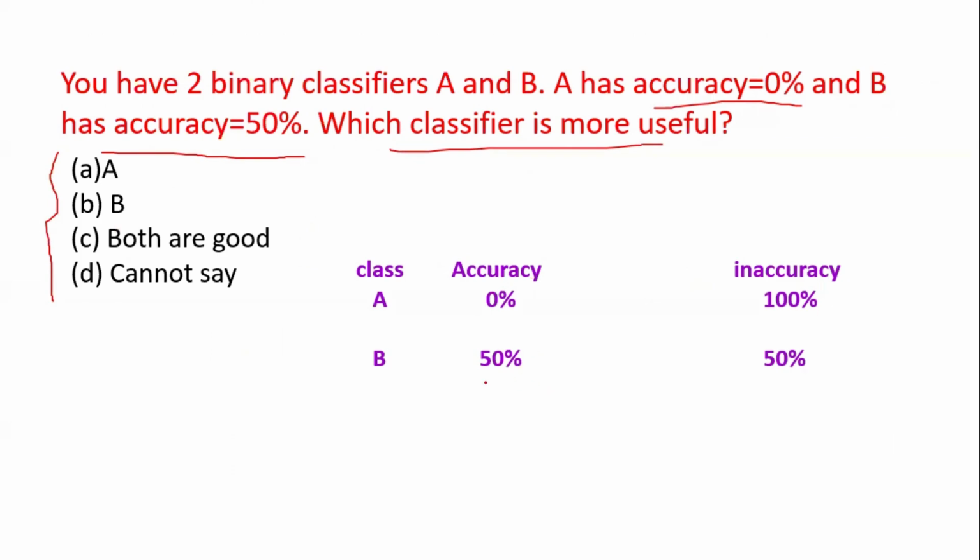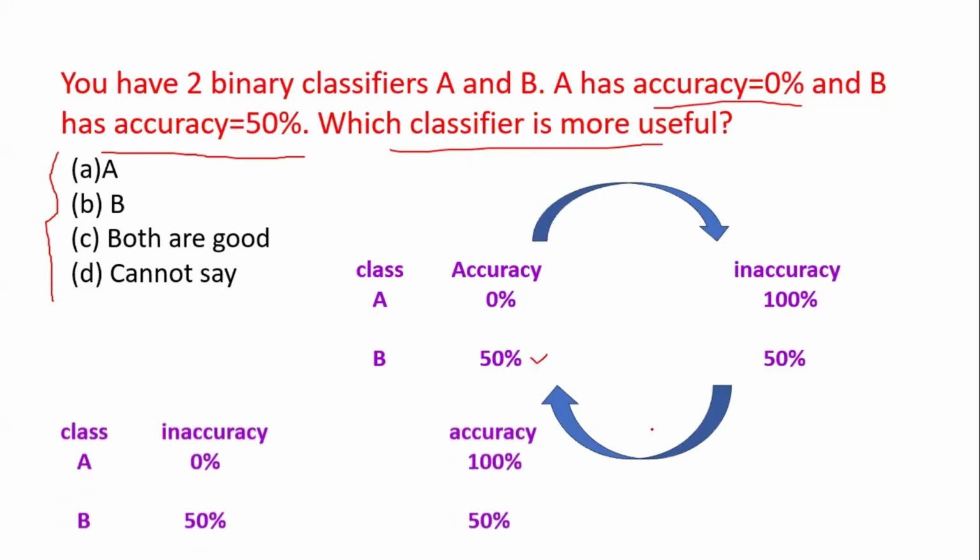Now for class B, the accuracy is given, that is 50%, and the inaccuracy is given 50%. That means we can calculate the inaccuracy, that is 100% minus this 50%. Now, if we change the label, like accuracy to inaccuracy and inaccuracy to accuracy, then after changing the label, we get 100% accuracy for class A and 50% accuracy for class B. So class A classifier is more preferable.